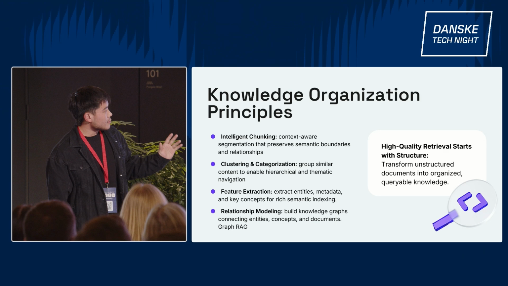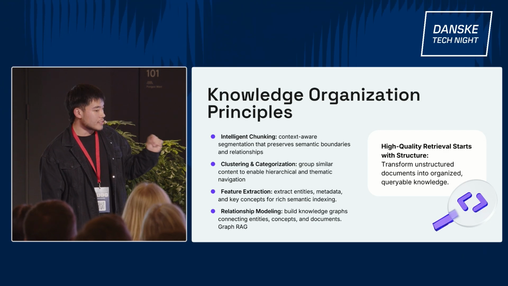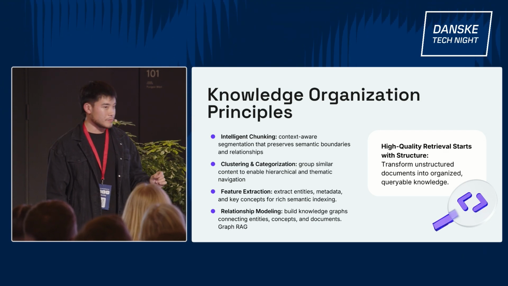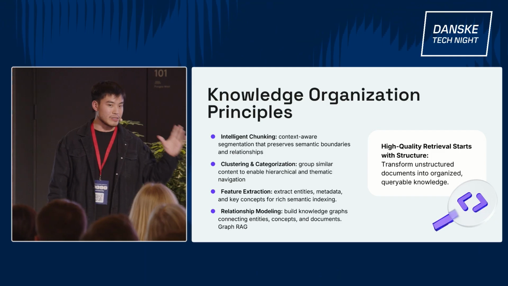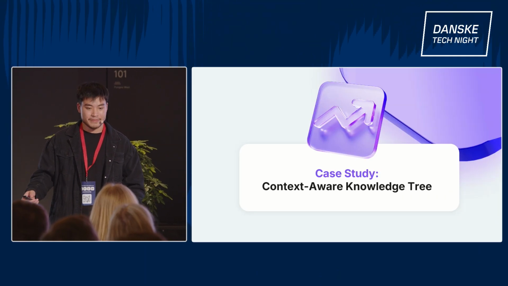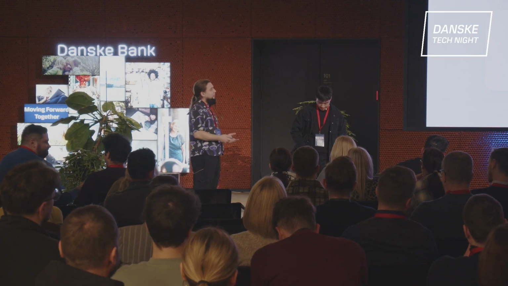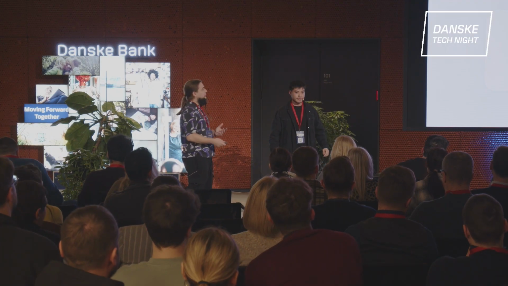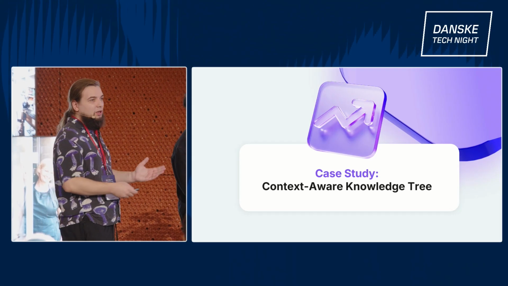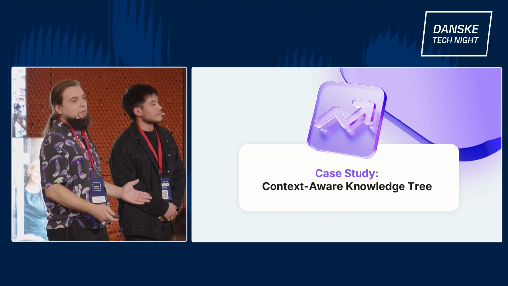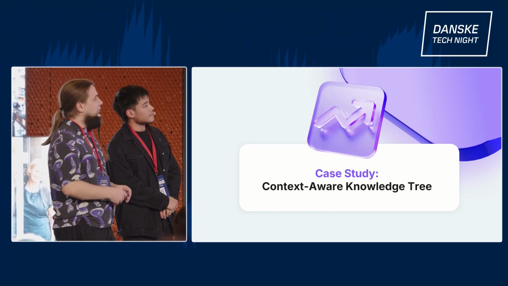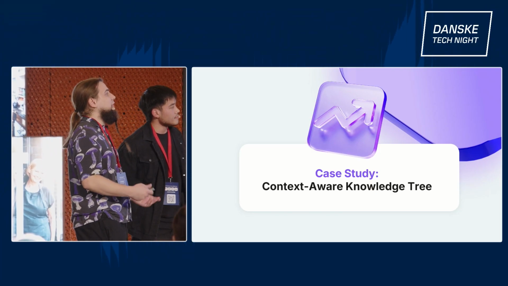So the bottom line is, if you want high quality retrieval, it starts with structure. You cannot feed chaos into an LLM and expect good results. So we were trying to understand how we can make it a bit simpler and running a couple of experiments. Here I'm going to present one case study and experiment that we did, and we call it the context-aware knowledge tree.